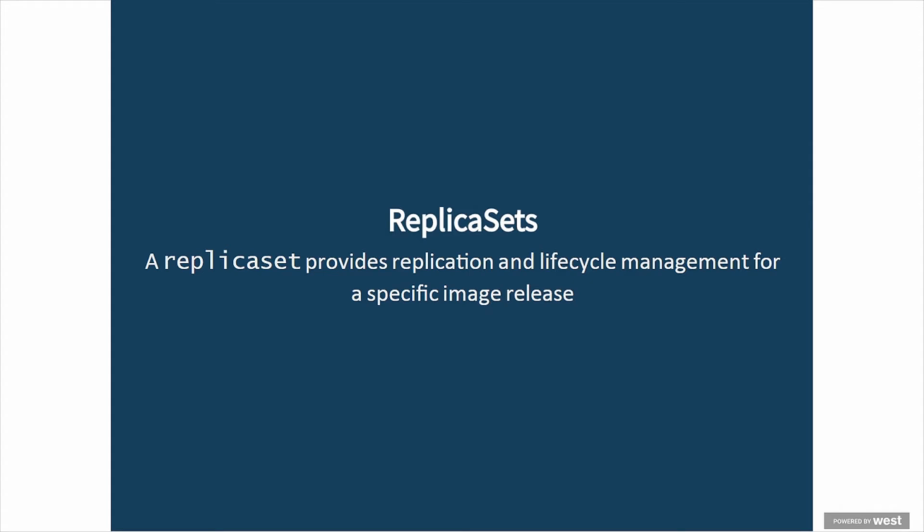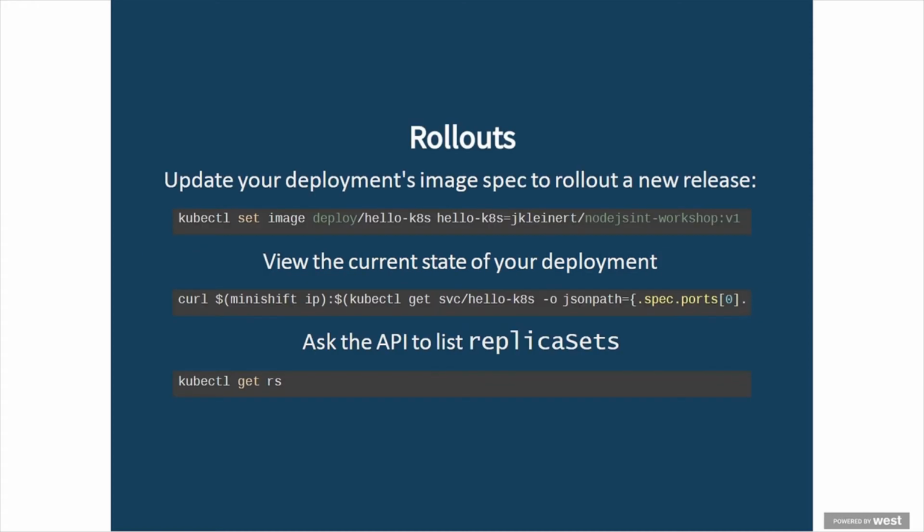Replica sets are the last topic we'll cover in this Kubernetes fundamentals section. A replica set provides replication and lifecycle management for a specific image release. I have a few command line examples shown in this slide that show how you might use kubectl set image on a deployment resource in order to change the image tag from :latest to :v1. This should perform a zero downtime rolling update of the deployment resource as long as there are a minimum of 3 available.